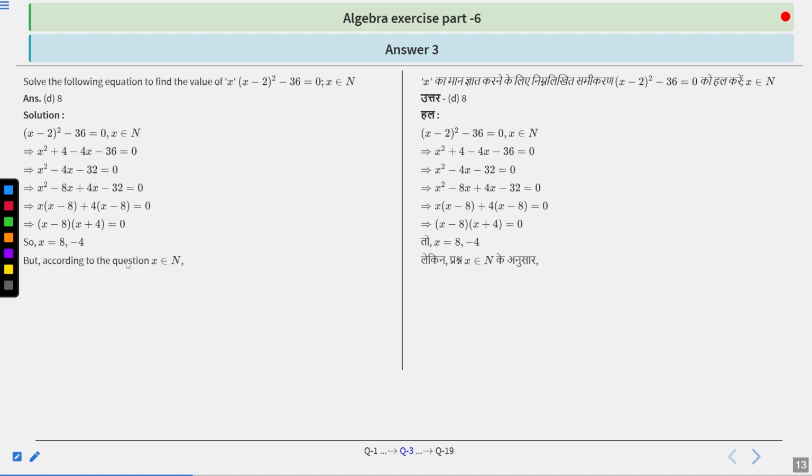But according to the question, x should belong to a natural number N. Therefore, value of x will be 8. That means option number D, 8 is the correct answer.